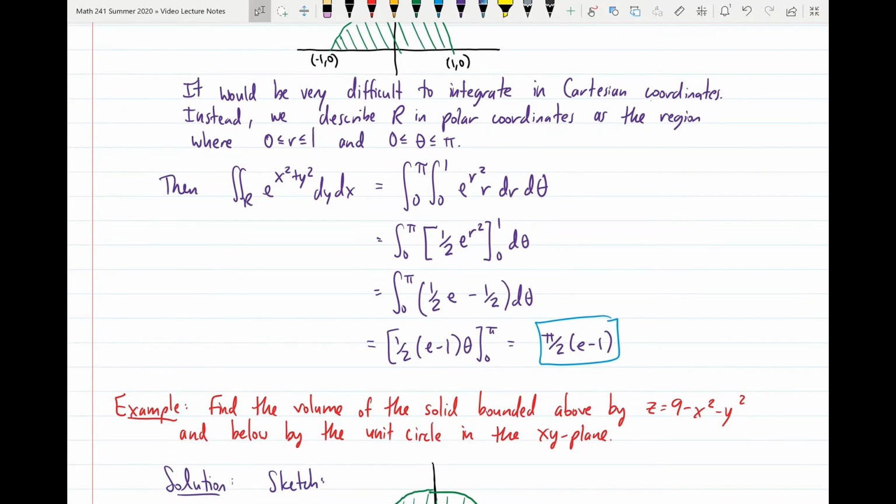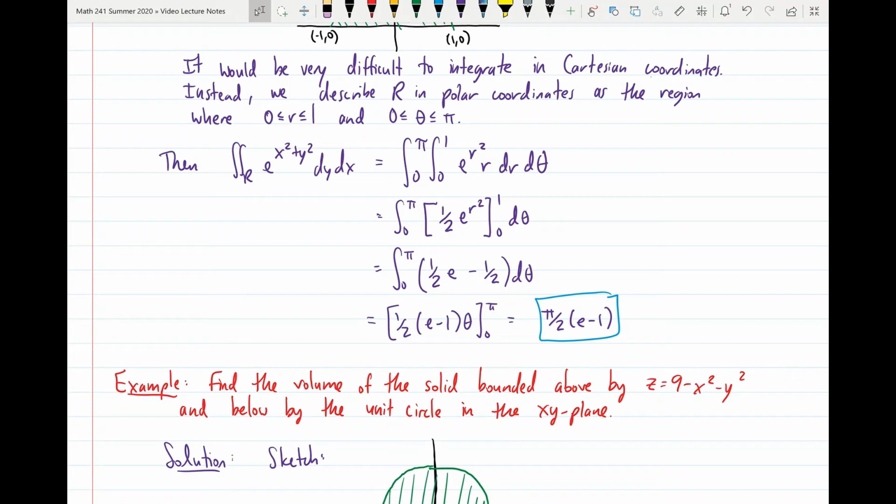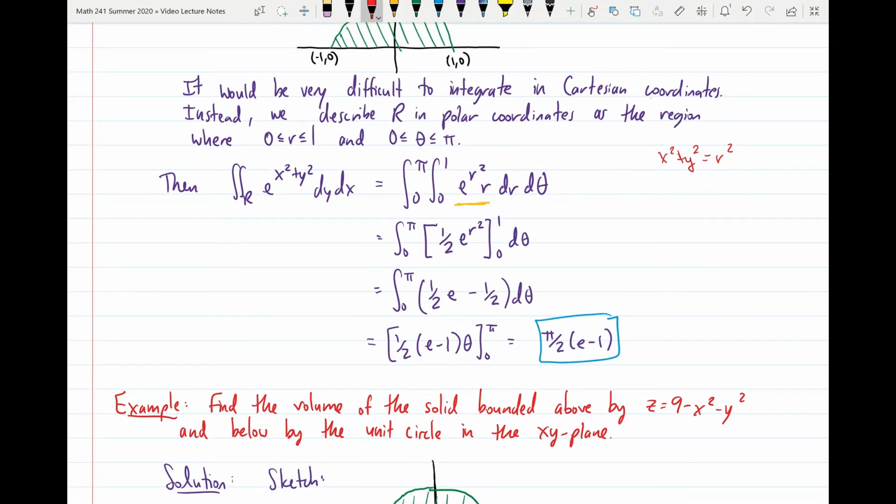Okay, and then the double integral of e to the x squared plus y squared dy dx over R is equal to the iterated integral, where we have the integral from 0 to pi of the integral from 0 to 1, and here's our substitution, where we're turning this function into a function of polar coordinates. So remember that x squared plus y squared is equal to r squared. We talked about that in chapter 11 as well, so that's why we have an e to the r squared now. And then again, we have to remember to multiply by this r here. And then, of course, we have dr d theta.